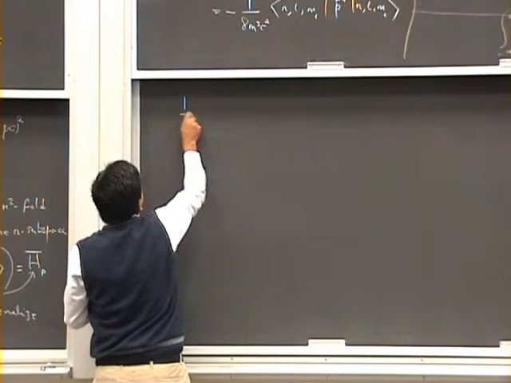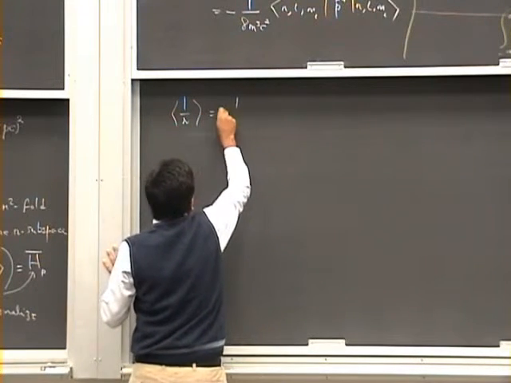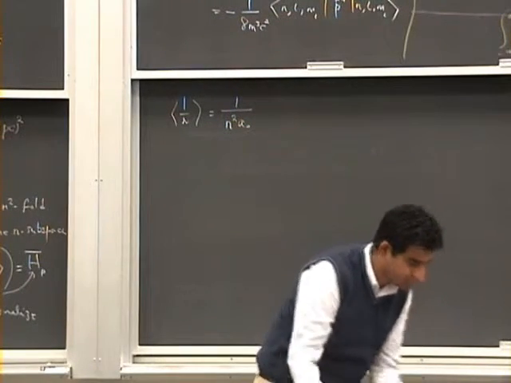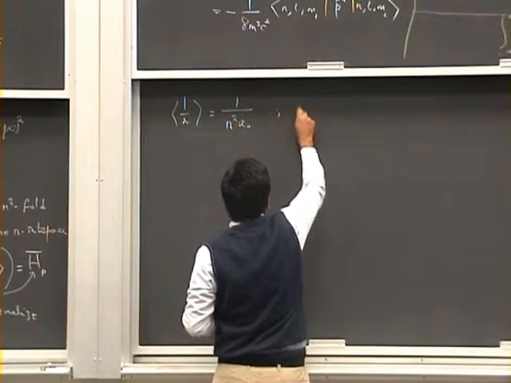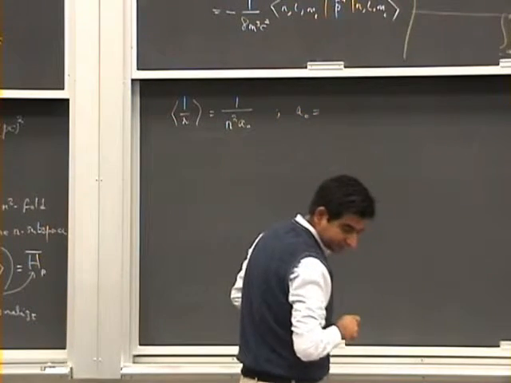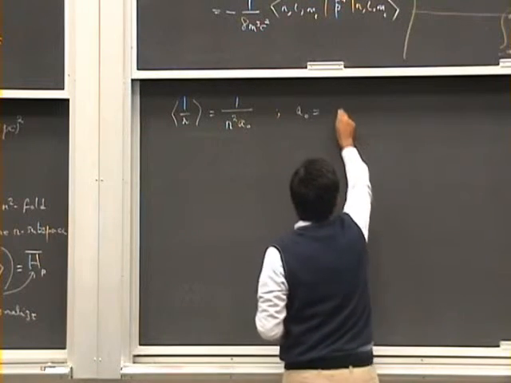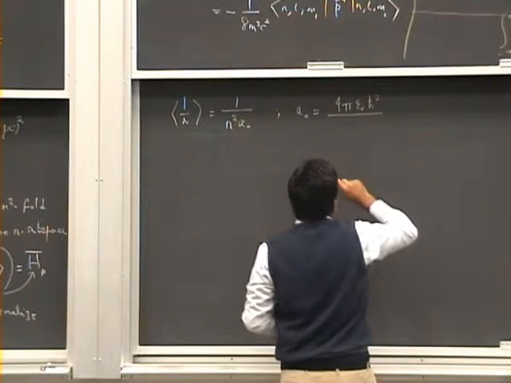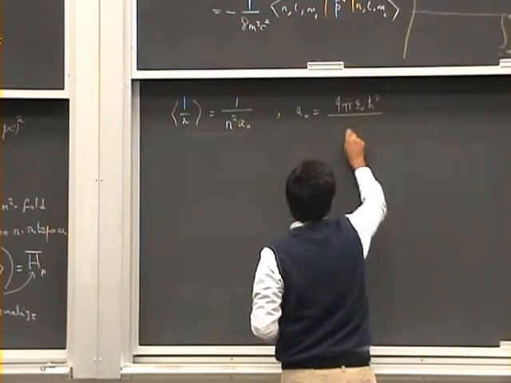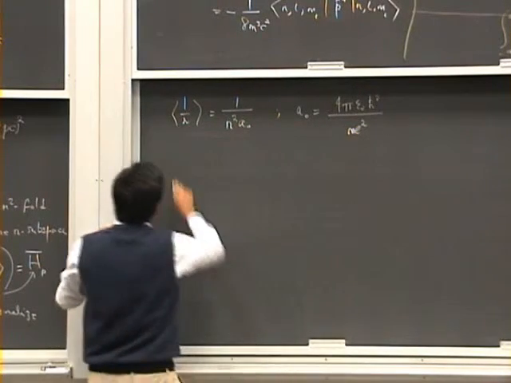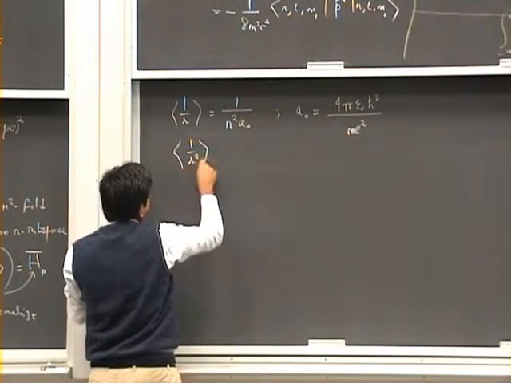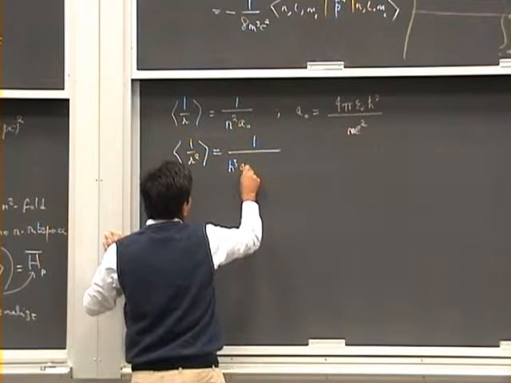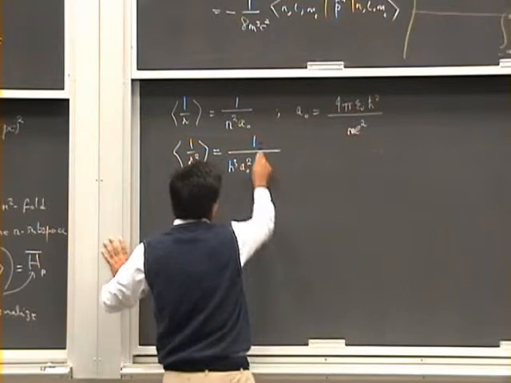Alright, so the expectation value of 1 over R is 1 over n squared a naught, where a naught is the Bohr radius and a naught is given by 4 pi epsilon naught h bar squared over m e squared. This is the Bohr radius. Okay. 1 over r squared, its expectation value is given by 1 over n cube a naught squared L plus half.